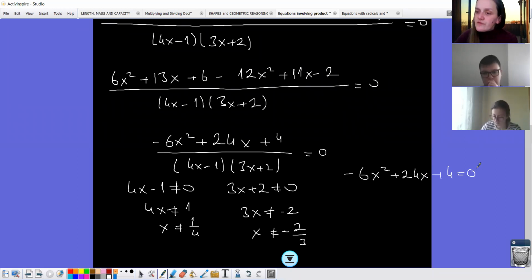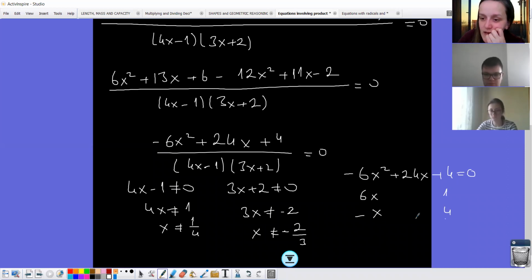Here you can do simplification first. You can divide by 2 all the equation, or you can continue like this, doesn't matter. Teacher, 6 minus 1? 6x and minus x. Okay. And 1 and 4. Here you will have 24x. Here you will have minus 1x, 23x you will have. Oh, okay.